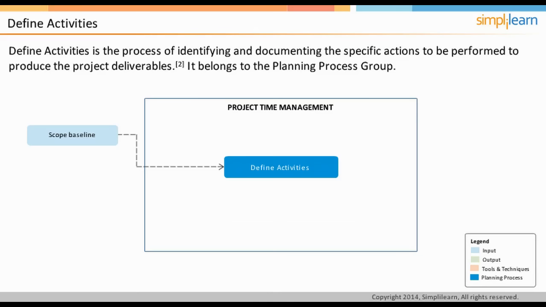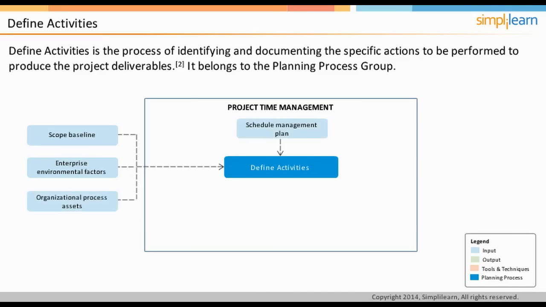In addition to the scope baseline, the other inputs in this process are enterprise environmental factors, organizational process assets, and schedule management plan. A reason why enterprise environmental factors is an input to define activities is because the organization might be using project management software to define activities, and that may influence the activity definition process. The knowledge base containing historical information regarding activities lists used by previous similar projects is a good example of organization process assets applied to scheduling.